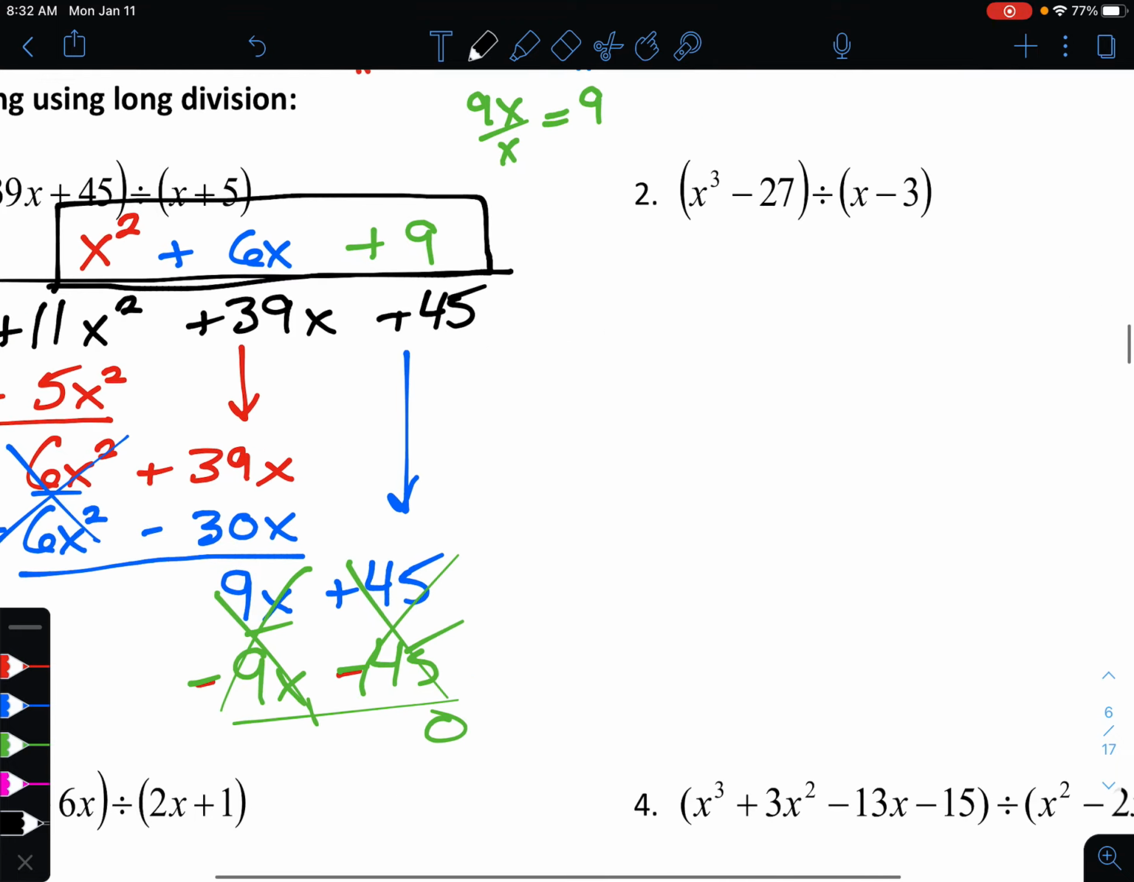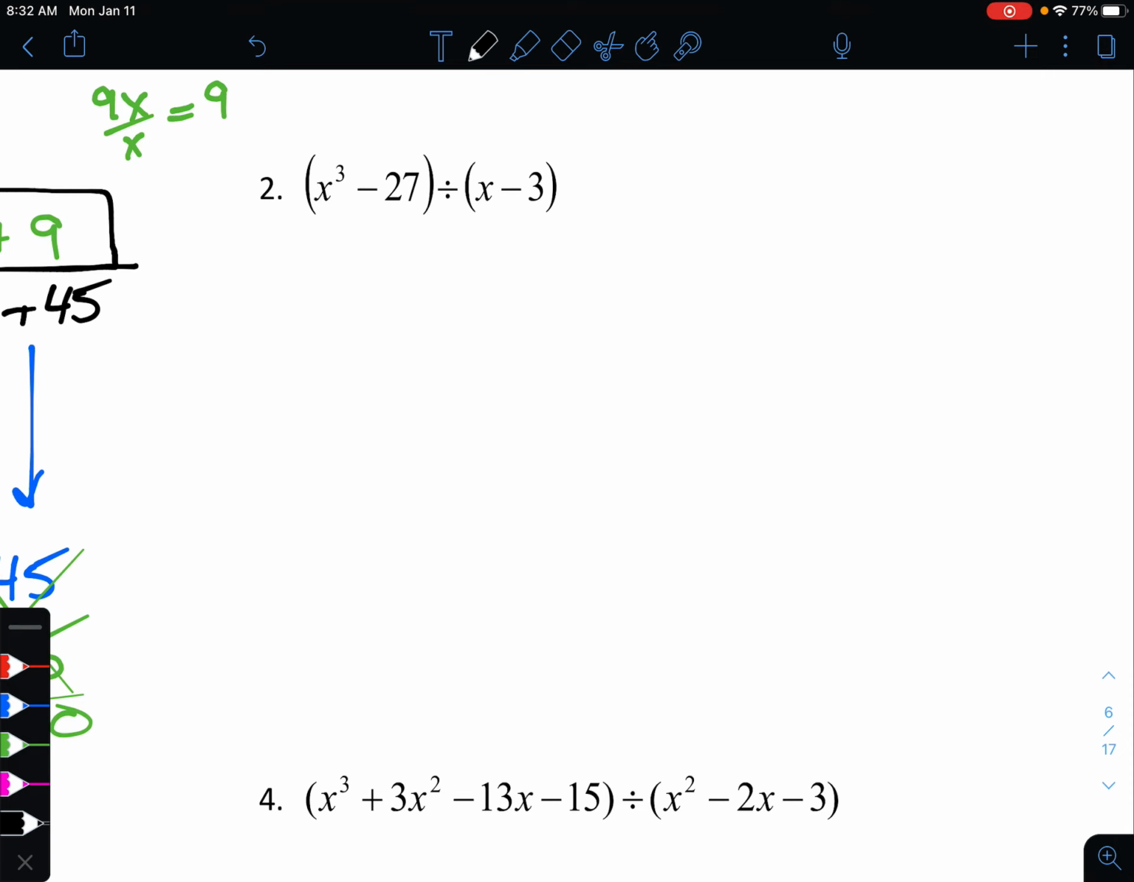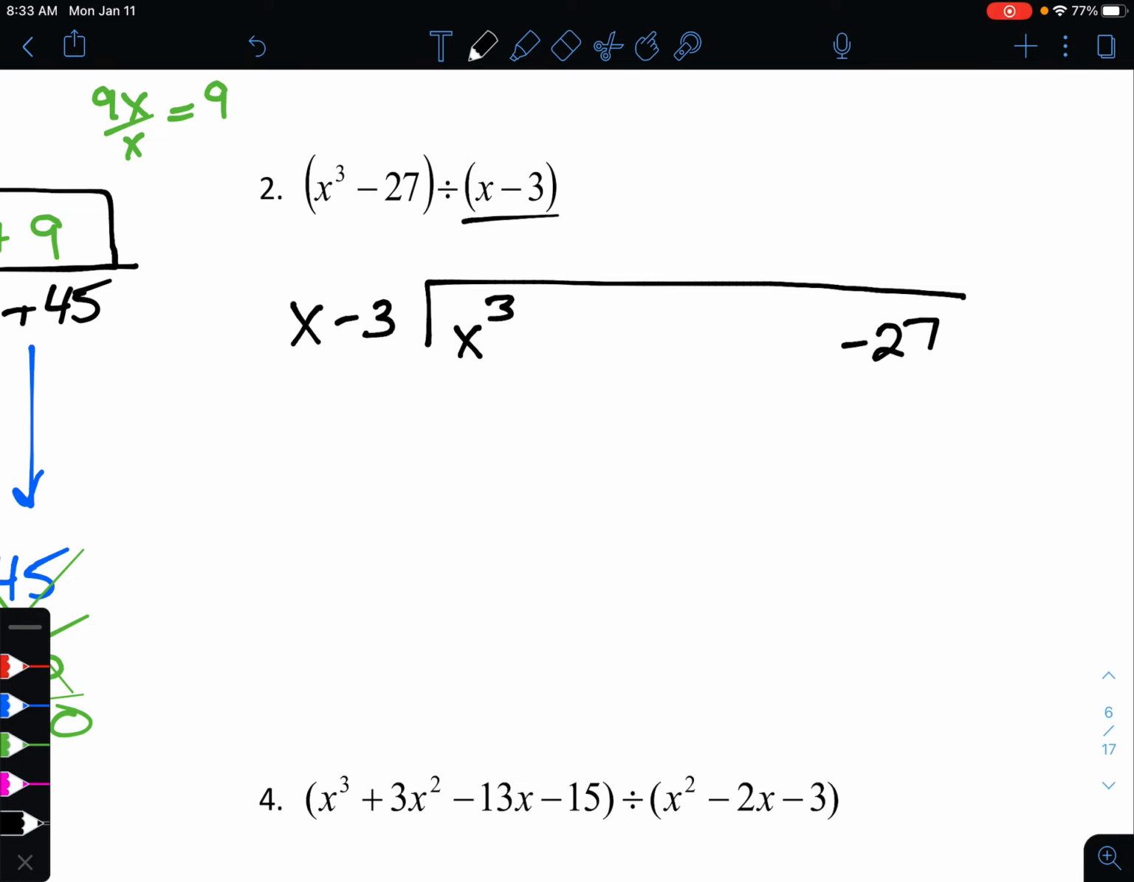Okay, let's go ahead and take a look at another example. And let's take a look at number 2. So you've got x cubed minus 27 divided by x minus 3. So again, we're going to set this up kind of the same way. What we're dividing by goes in front of your division bar. And then what you're dividing goes underneath, so x cubed and minus 27.